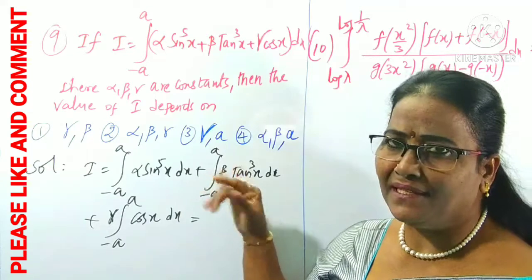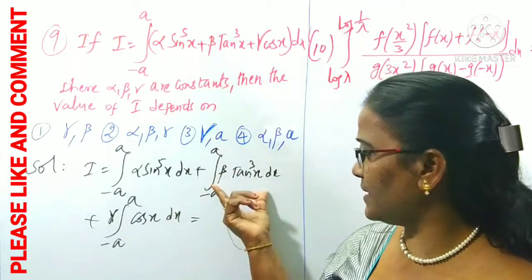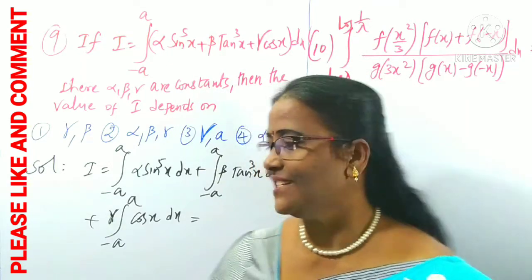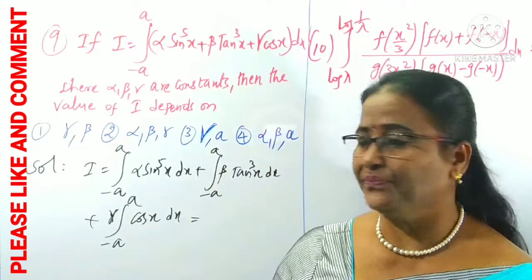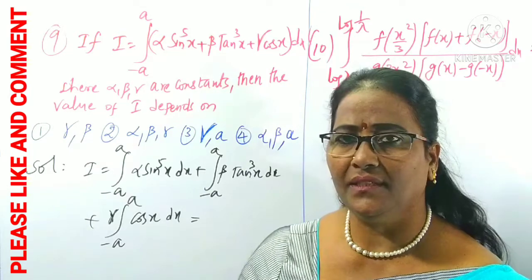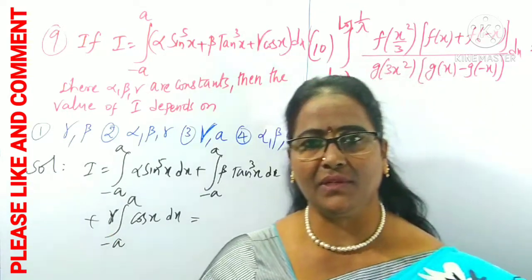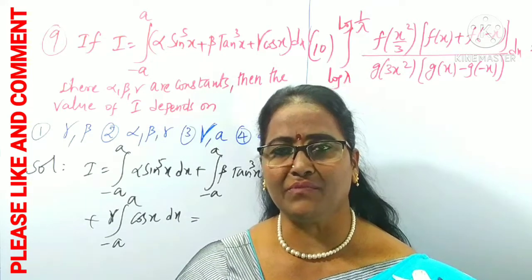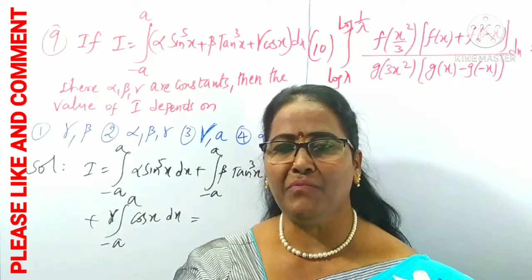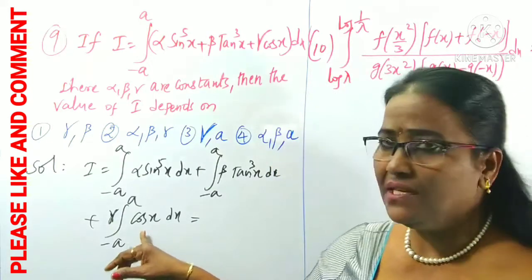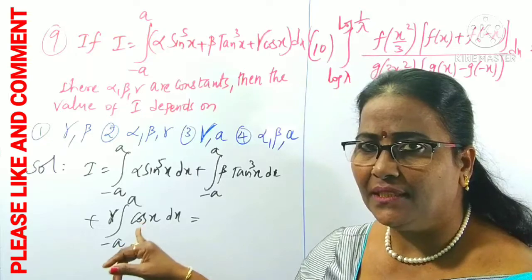If the odd power is there, here minus only. Therefore, this is also in the form of f of minus x equals minus f of x. We can choose this is also 0. Now we can come to the third integration. Gamma cos x, cos of minus x is what? It is cos x. Cos x means it is in the form of f of minus x equals f of x only. That's why it's not 0. We can find out its integral.